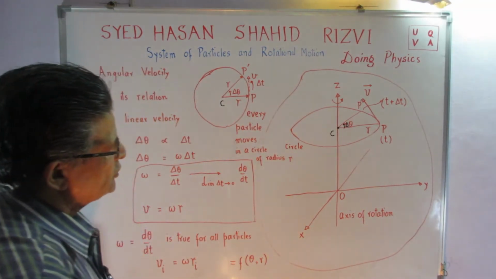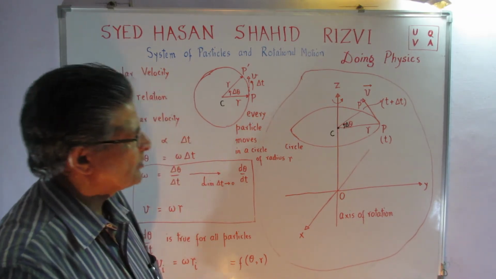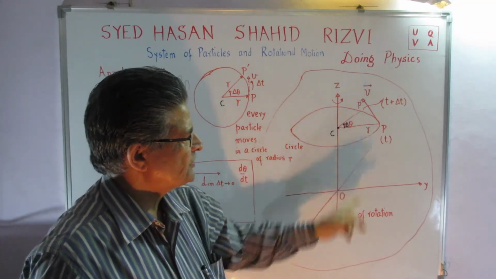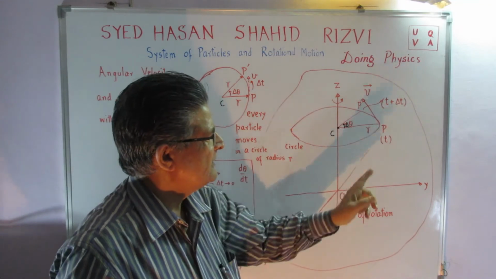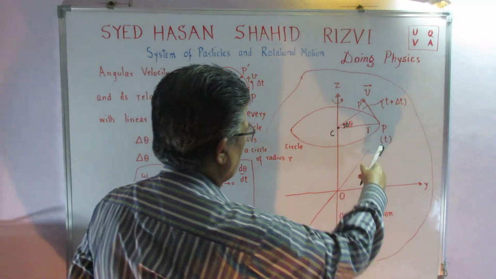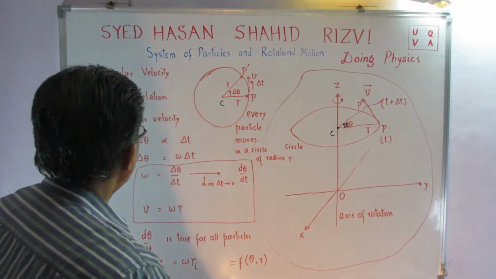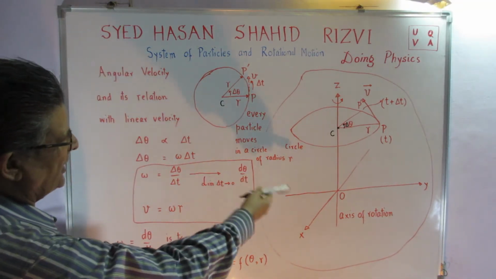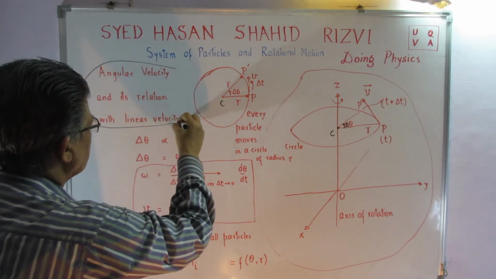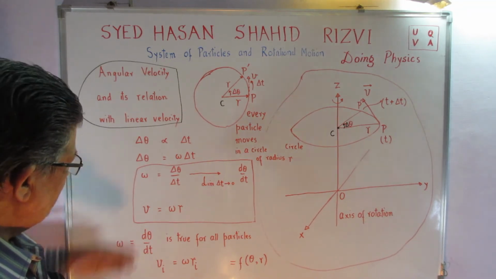All points on this rigid body will undergo a circular motion, and the angle that is traversed in a time delta t is taken as delta theta. I can take this t to be any value, I can even take it as 0. With this description, we learn about the angular velocity and its relation with the linear velocity. It's a very simple thing.